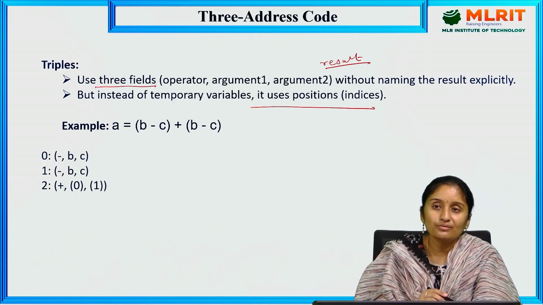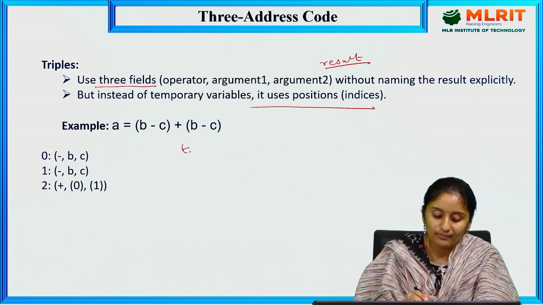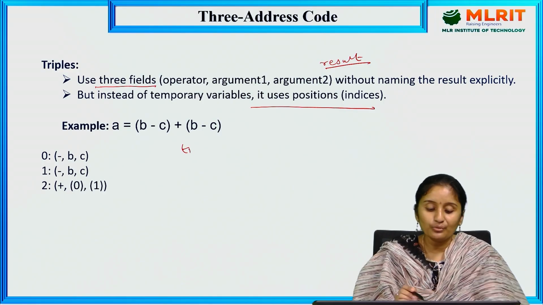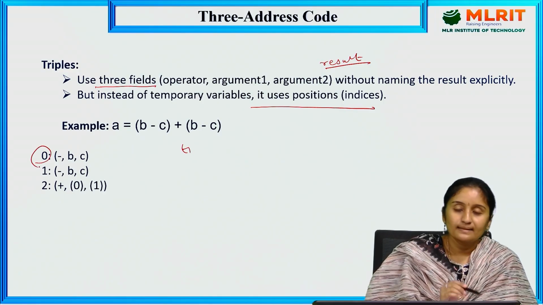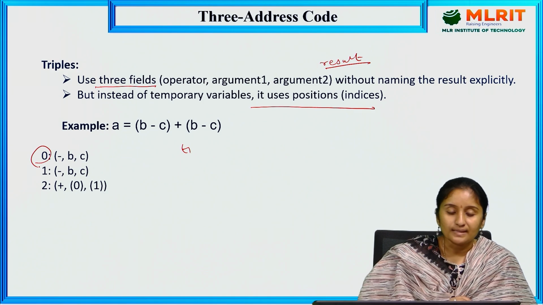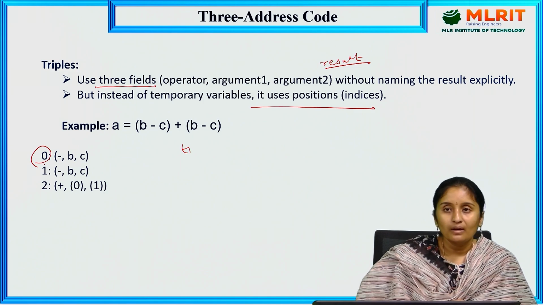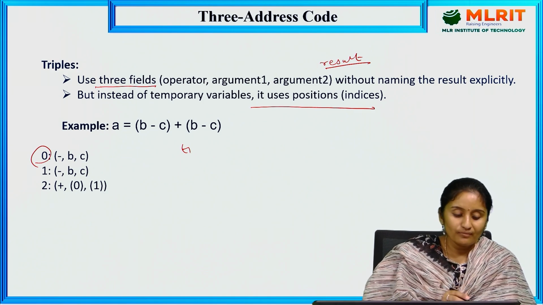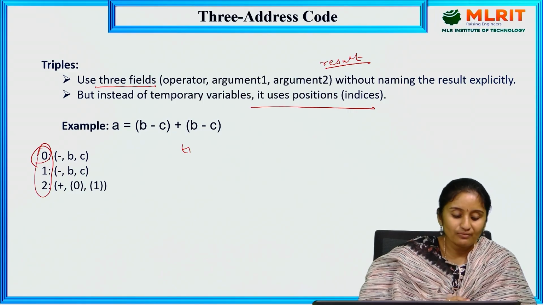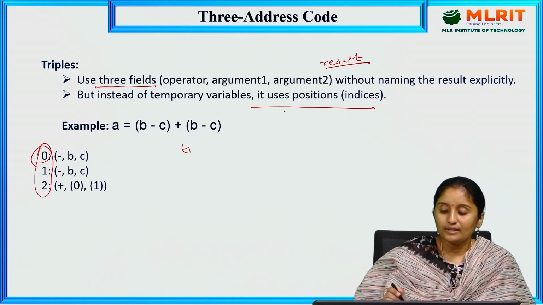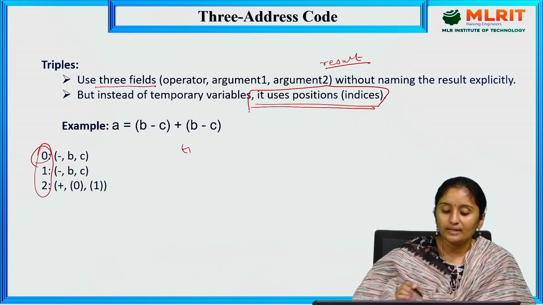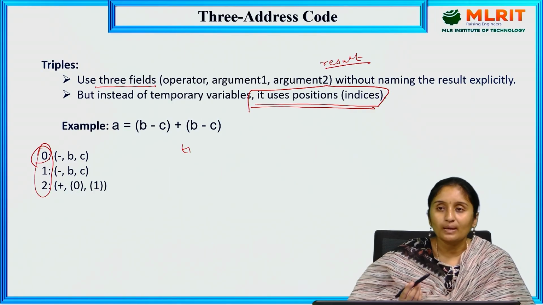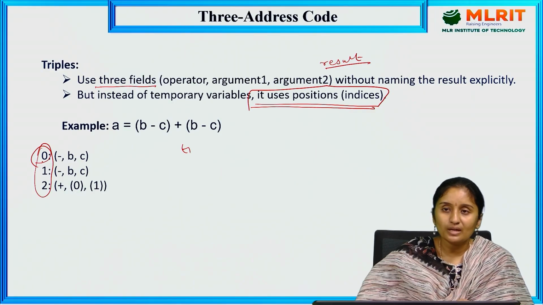Previously, for quadruples, we used temporary variables. Here we are going to use the indices, by using some numbers, some addresses. I mean to say, we are going to store it in the form of positions: at 0 position, at 1 and 2 positions. So it uses positions, which we can call indices, instead of temporary variables.